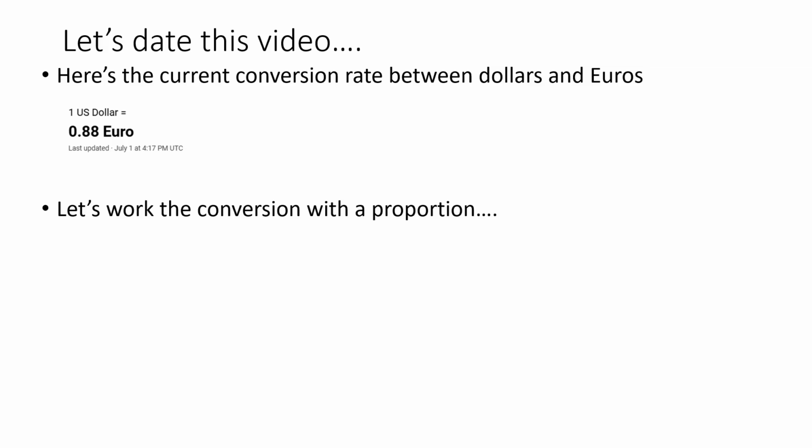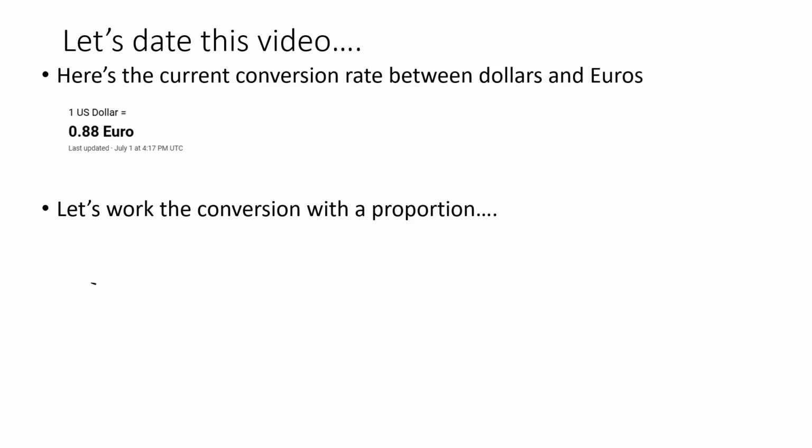Now let's work the conversion with a proportion. What we need to do is decide the two things we're converting between, which are dollars and euros. Now, I can set this proportion up one of two ways. It does not matter which way I set it up as long as I don't change my mind halfway through the problem. So once you decide which way you want to do it, you've got to keep going. And here's what I mean by that.